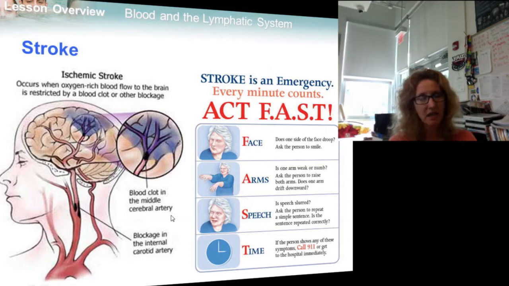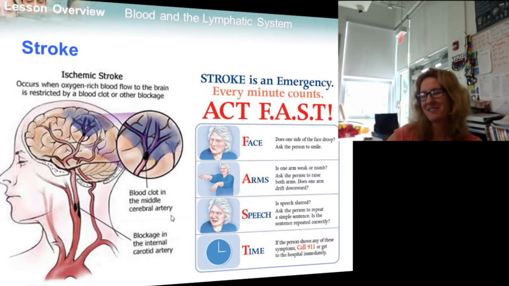Some strokes cause death. Other strokes may cause paralysis, or loss of speech. Prompt medical attention may lessen the severity of a stroke.